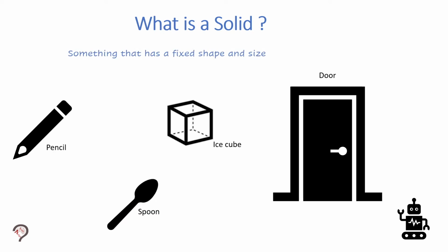Now I'm sure you know what solids, liquids and gases are. So very quickly, what is a solid? A solid is something that has a fixed shape and size, like a pencil, spoon, ice cube, or a door. If you hit hard against a solid object, it can hurt your hand. Look around you. Can you spot any more solids?